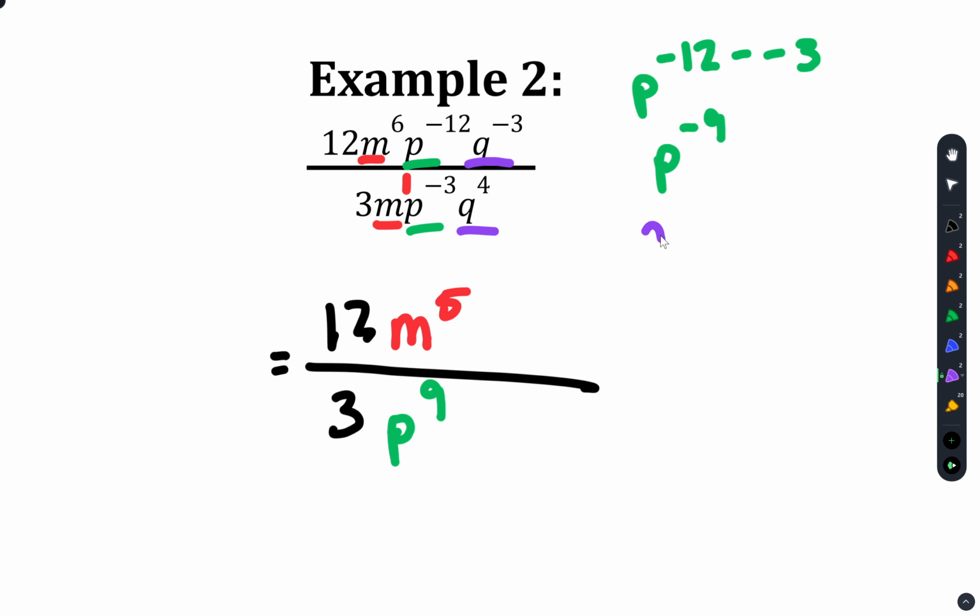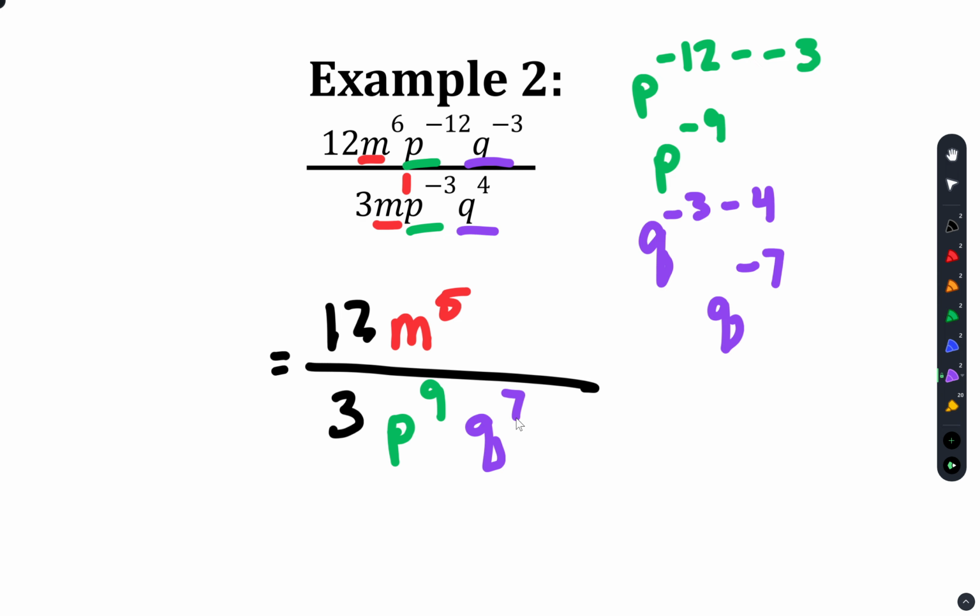Same thing with the q's. Q to the -3rd minus 4 is q to the -7th power. There's more q's in the bottom. 4 is bigger than -3. So q to the 7th should end up in the bottom.